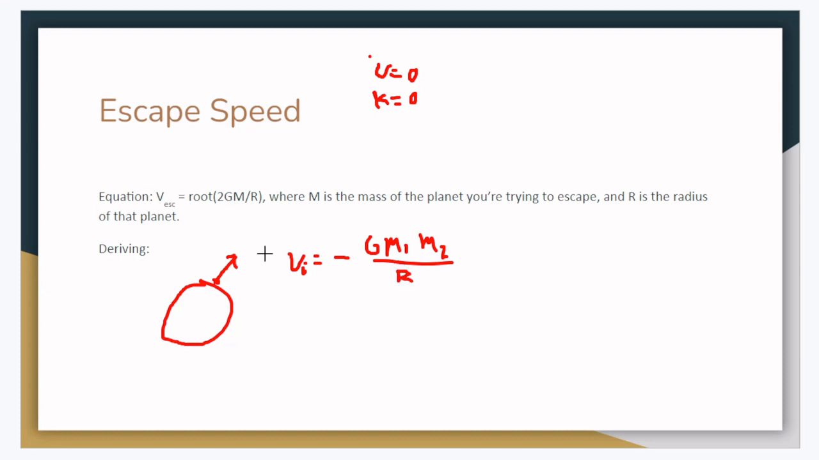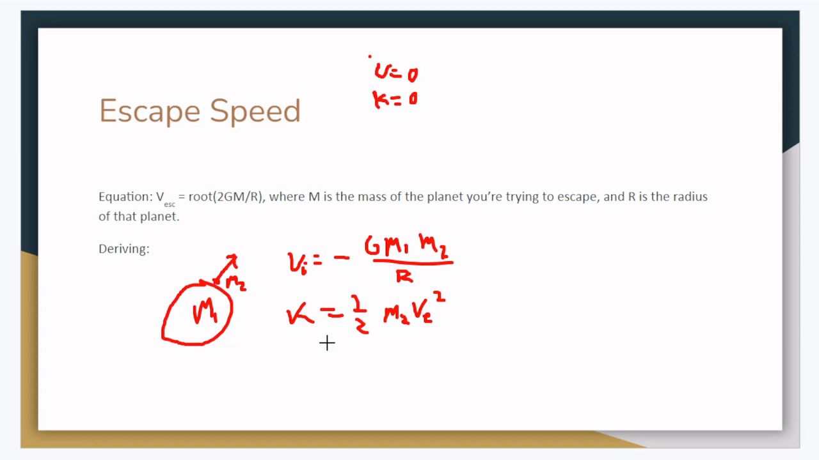And then what is your kinetic energy? Well, K is equal to 1 half, right? Let's specify this: let's say the mass of the planet is M1, it's supposed to be M, but let's say it's M1, and your mass is M2. So M2, and then a certain V. That's what you're trying to find, V escape. I'll just write VE squared.